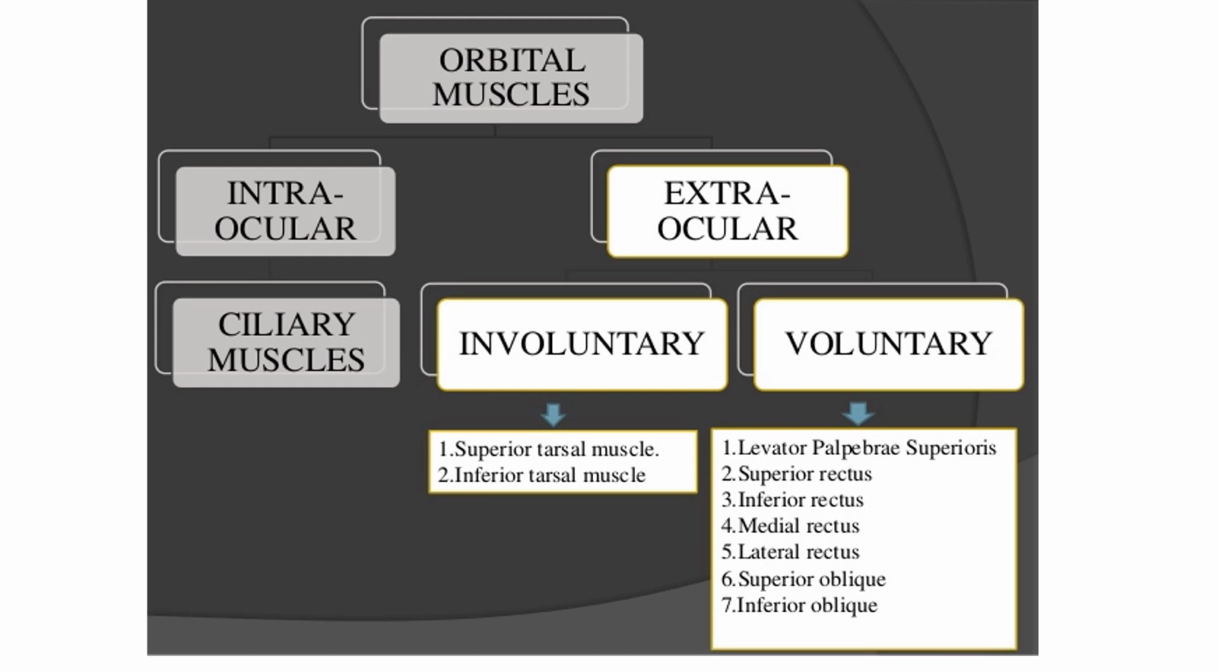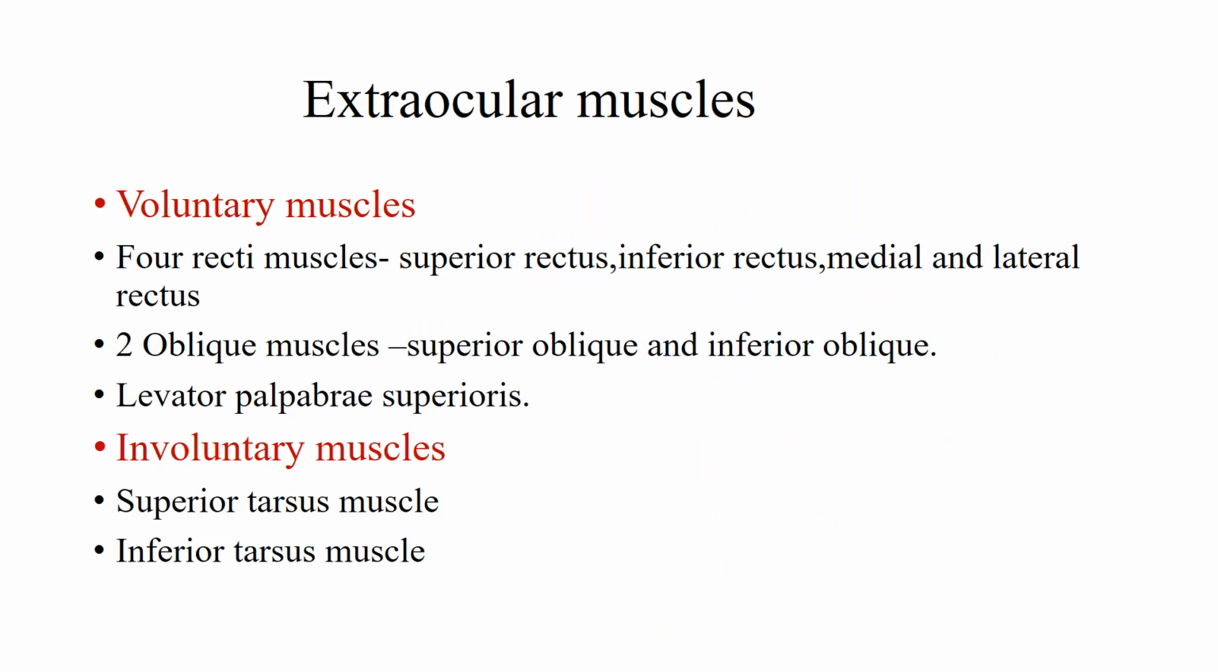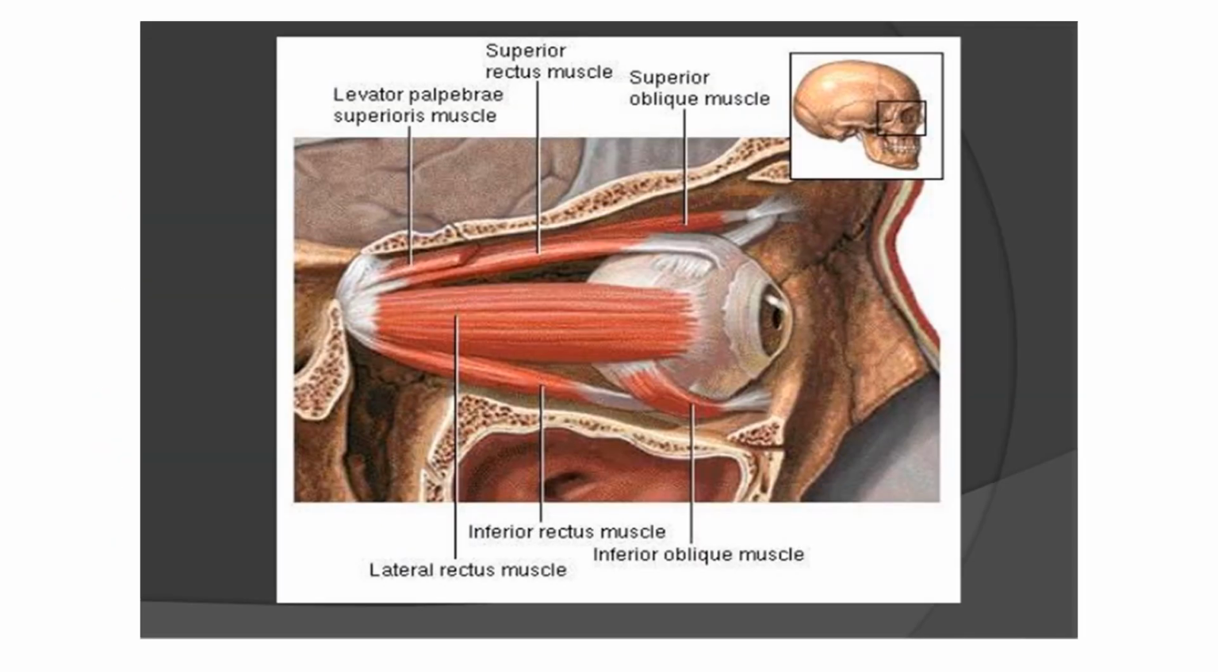Those are the Levator Palpebrae Superioris, superior rectus, inferior rectus, medial rectus, lateral rectus, superior oblique, and the inferior oblique. Coming to the extraocular muscles, the voluntary muscles, which I have said already, are the 4 recti muscles, 2 oblique muscles, and the Levator Palpebrae Superioris. These all come under the voluntary group of muscles, and these 2 come under the involuntary group of muscles.